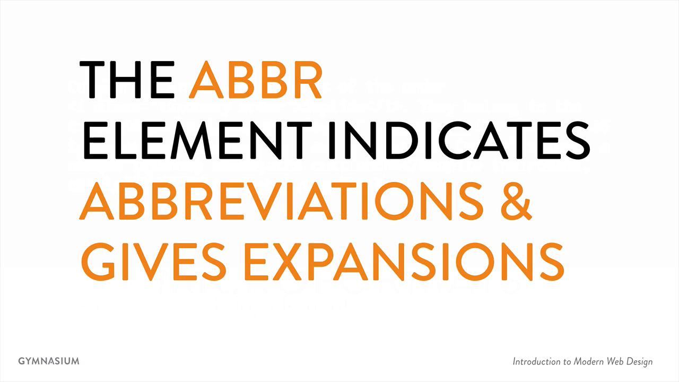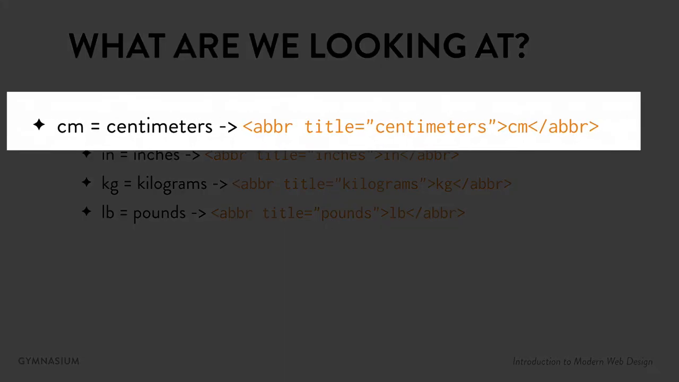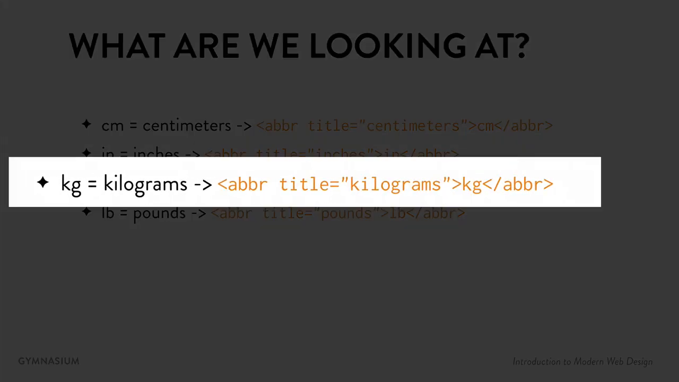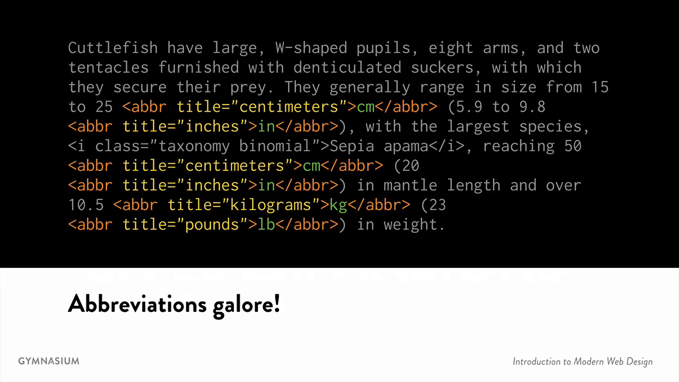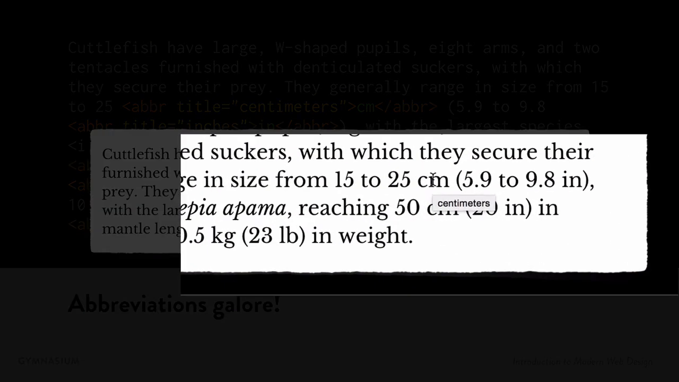So in terms of these four abbreviations, what we're looking at is an abbreviation element with a title that gives the expansion of the term. So abbreviation title equals centimeters for cm, abbreviation title inches for in, and so on and so forth. If I drop them in context, it would look something like this. Now, hopping over into the browser, what you see is that this title information actually gets exposed as tooltips. That's pretty awesome.